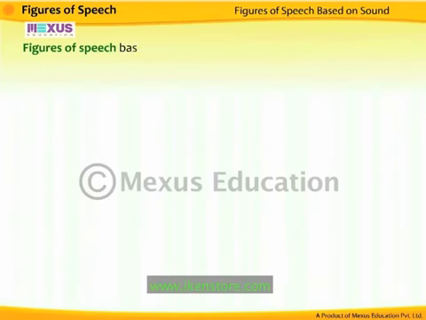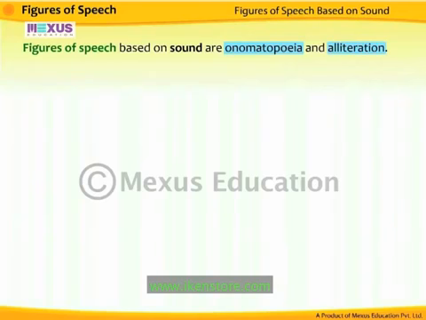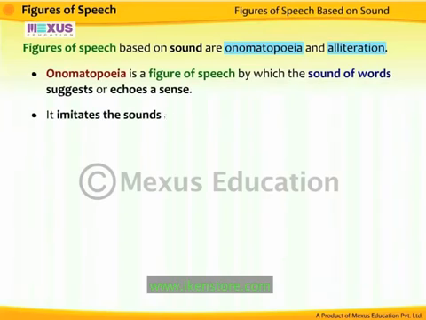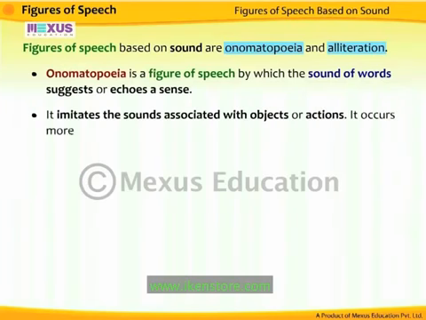Figures of speech based on sound are onomatopoeia and alliteration. Onomatopoeia is a figure of speech by which the sound of words suggests or echoes a sense. It imitates the sounds associated with objects or actions. It occurs more often in poetry than prose.